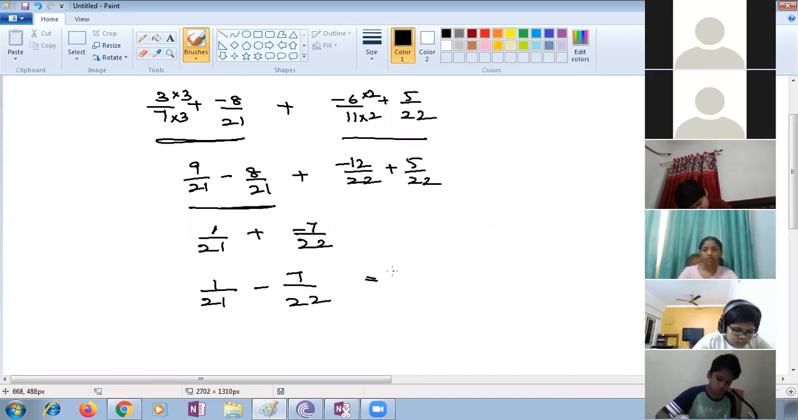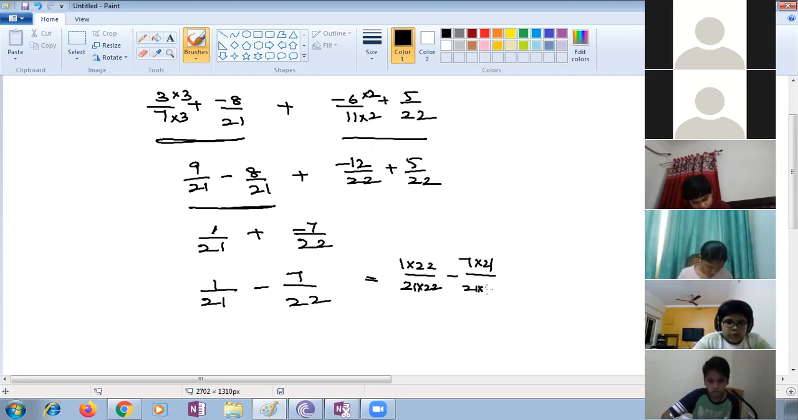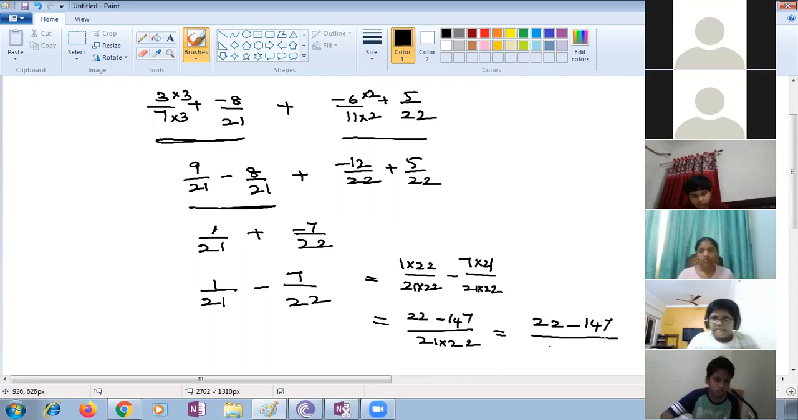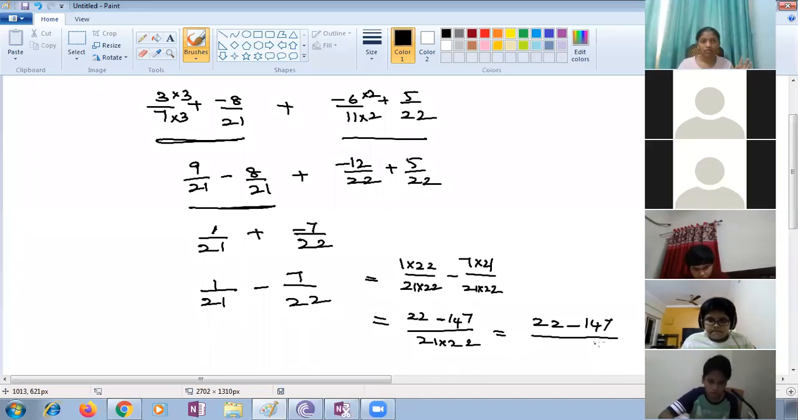The first number is multiplied with 22, giving 22 by 21 into 22, minus 7 multiplied with 21 by 21 into 22. Now both are like, so you can take 21 multiplied with 22 as the denominator. In the numerator, 22 minus 7 ones are 7, 7 twos are 14, so it is 22 minus 147. This is the integers concept. Who is good at integers? What is the value of 22 minus 147?